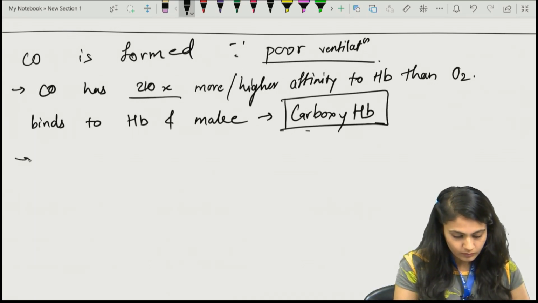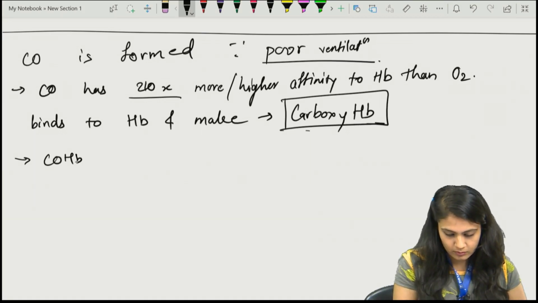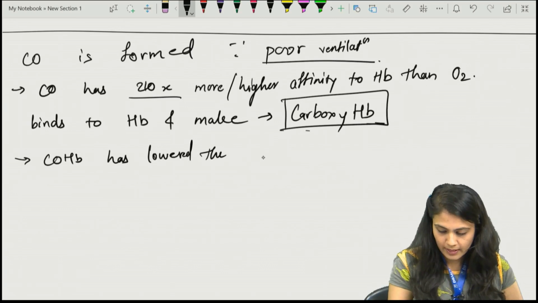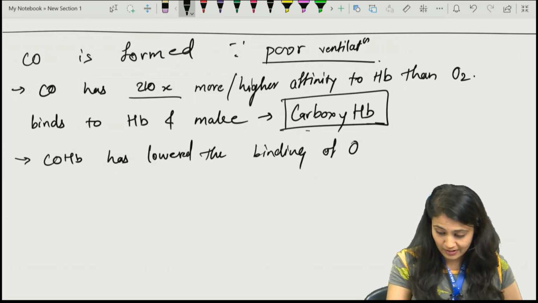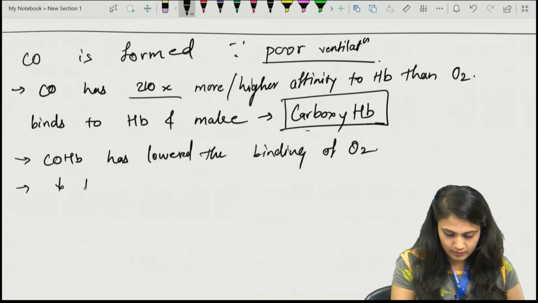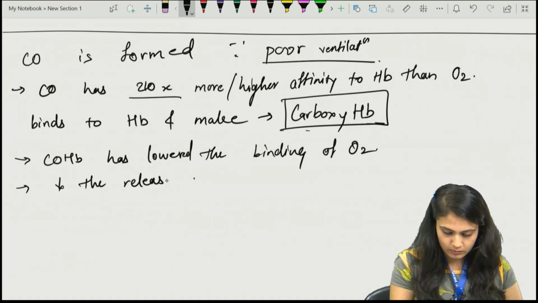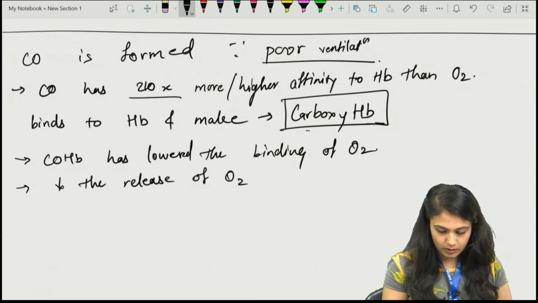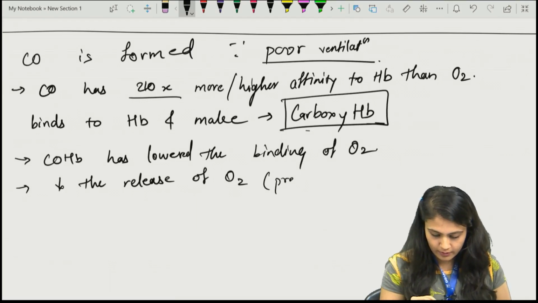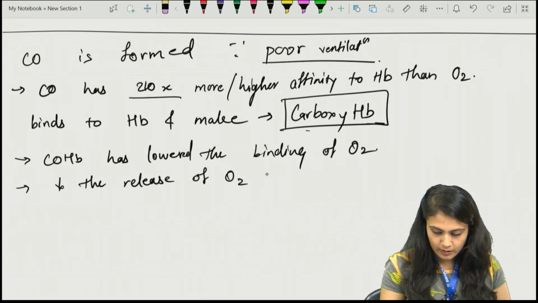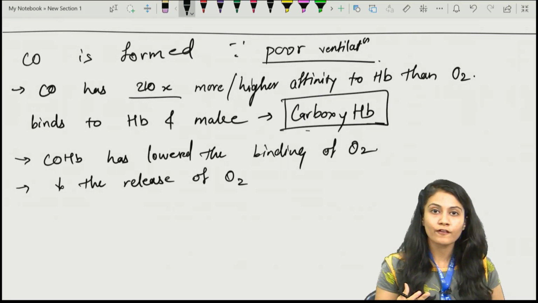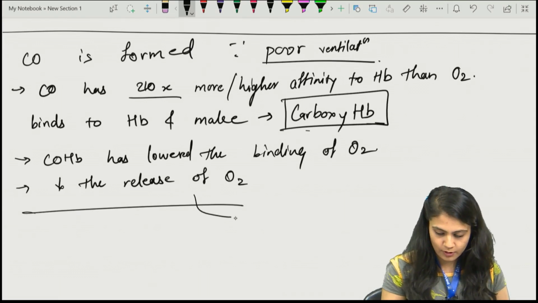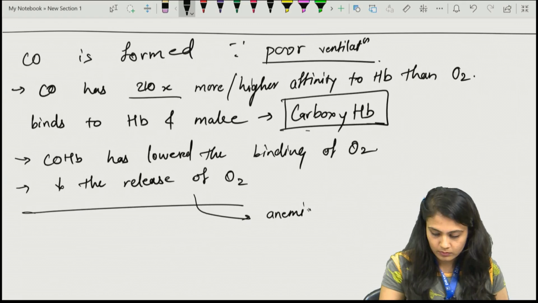So what will happen? Now this carboxyhemoglobin has lowered the binding of oxygen, and it has also decreased the release of oxygen that is already bound to the hemoglobin. So what will happen? The hemoglobin acts as if the hemoglobin levels are reduced. So we can write that the whole scenario is of anemic hypoxia.